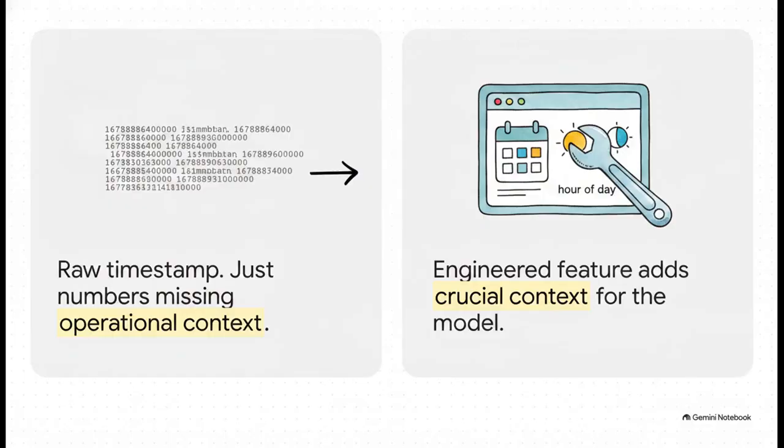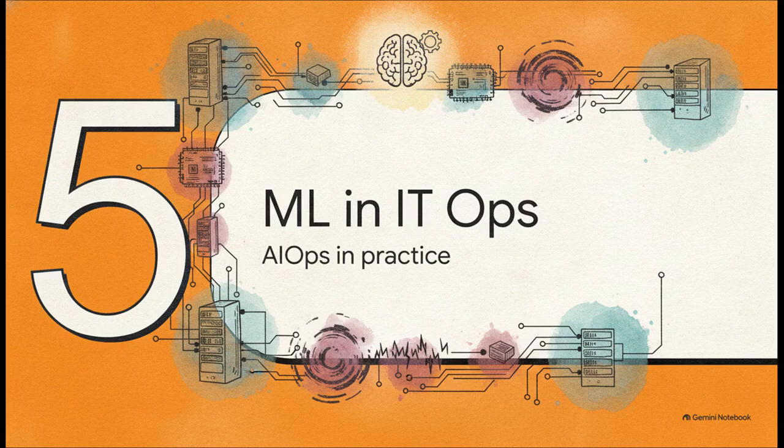A raw timestamp is literally just a string of numbers to an ML model, but you know the context of that time matters heavily. By transforming that raw timestamp into an engineered feature, like hour_of_day, or just a simple flag like is_weekend, you give the model the context it desperately needs. That one simple act of translation can literally mean the difference between an algorithm catching a critical anomaly or completely missing it. Which brings us to Section 5, ML and IT operations.